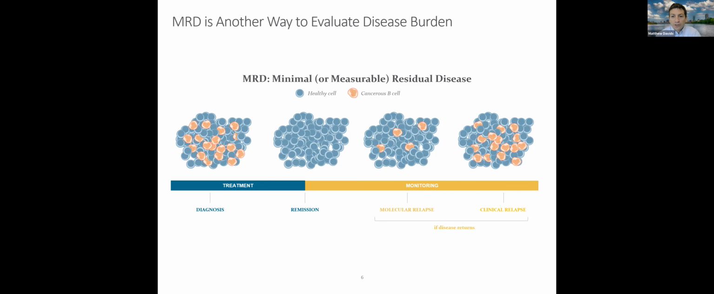Some people will call it measurable residual disease because sometimes it can be more than just minimal. But in most cases, we're looking at a time period where we expect it to be a minimal amount of disease. So I'll typically refer to it as minimal residual disease, or MRD. There's also some different nomenclature about whether it's MRD negative or MRD undetectable, and I'll touch on that as well.